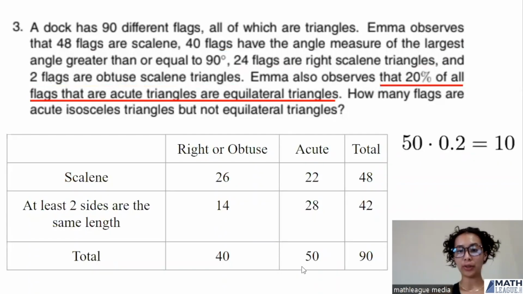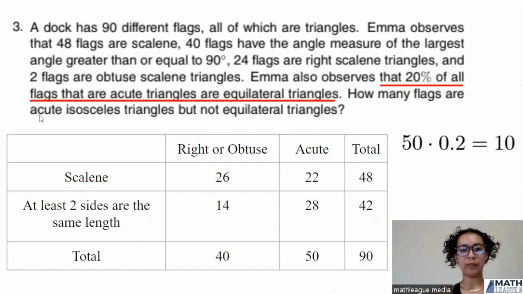Well, now we know how many different triangles fit in each different category. So from there, I considered the part of the problem that says that 20% of all flags that are acute triangles are equilateral triangles. Well, we know we have 50 total acute triangles, and 20% of 50 is 10. So that means we have 10 triangles that are acute and equilateral.